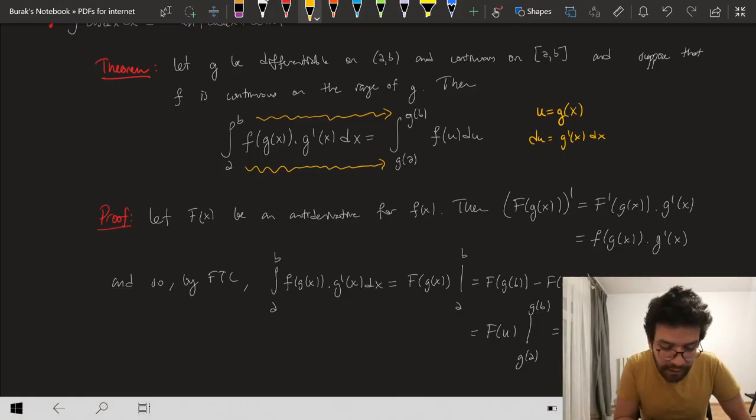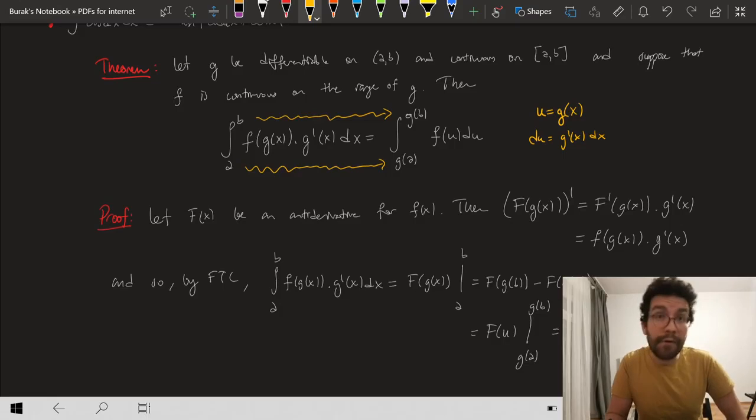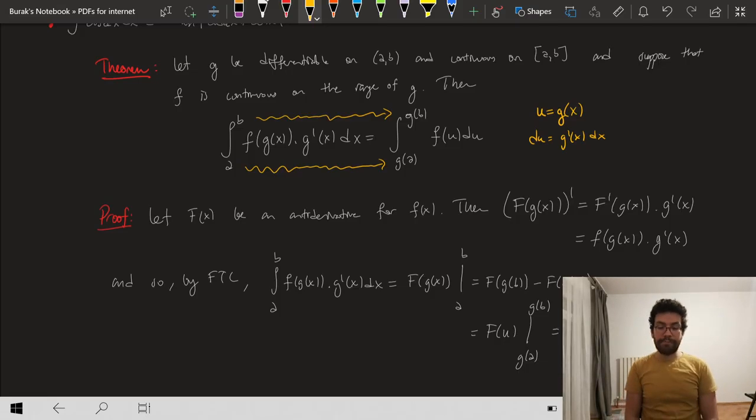So here you had a. Instead of that, you're going to plug in a for x, so you're going to get g of a for u. So you're going to write g of a here, and this will turn into g of b. Now, let's see this in action.